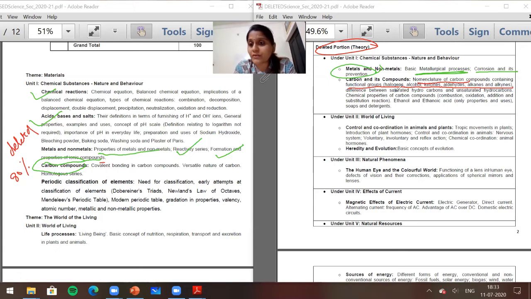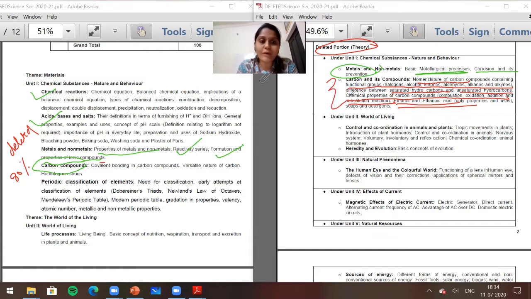Difference between saturated and unsaturated hydrocarbons, chemical properties of carbon compounds, combustion, oxidation, addition, substitution reactions, ethanol and ethanoic acid, nothing. Soaps, detergents, nothing. Everything is deleted. Nothing is there in this chapter now. Out of 80, on the higher side, I'll say 25 to 27 marks were allotted for chemistry. At least 8 marks used to come from carbon compounds, and it was based only on these things.